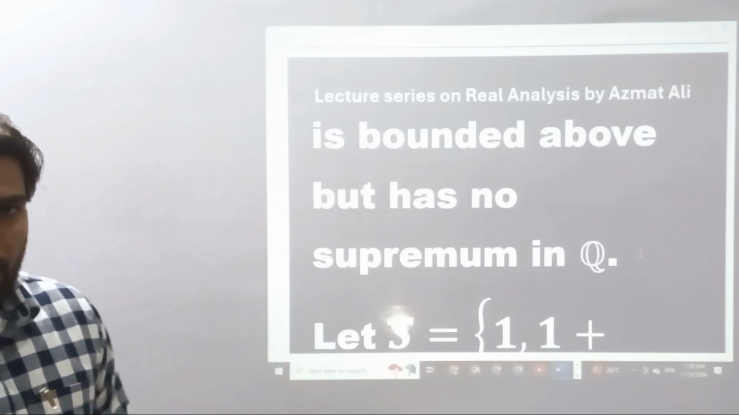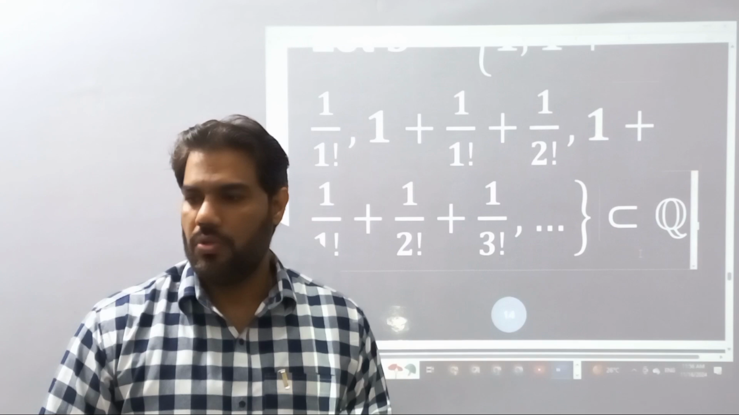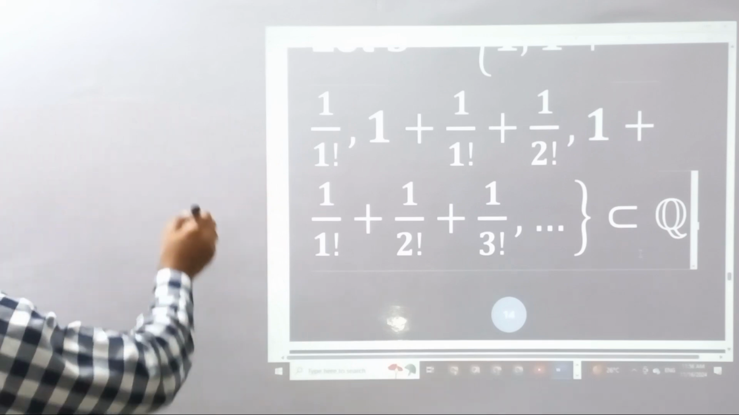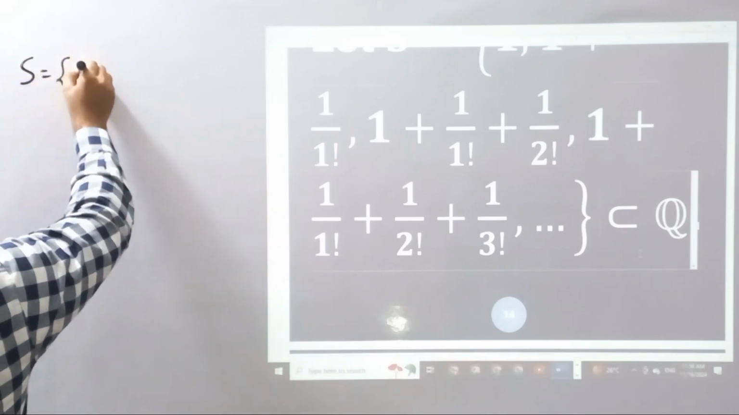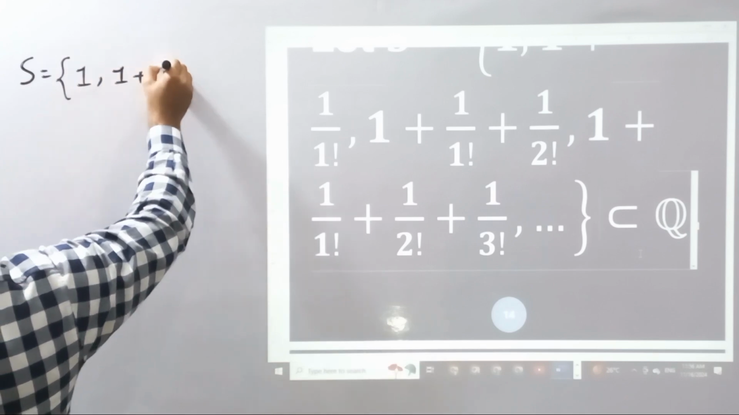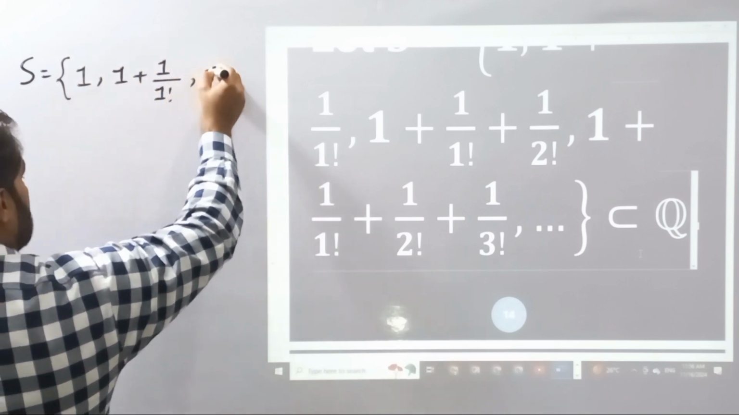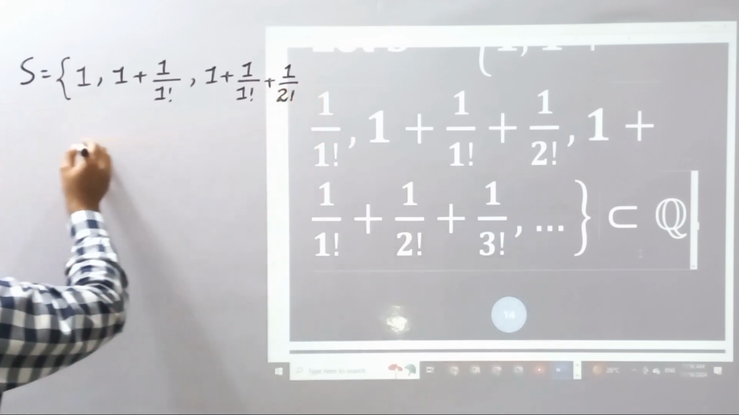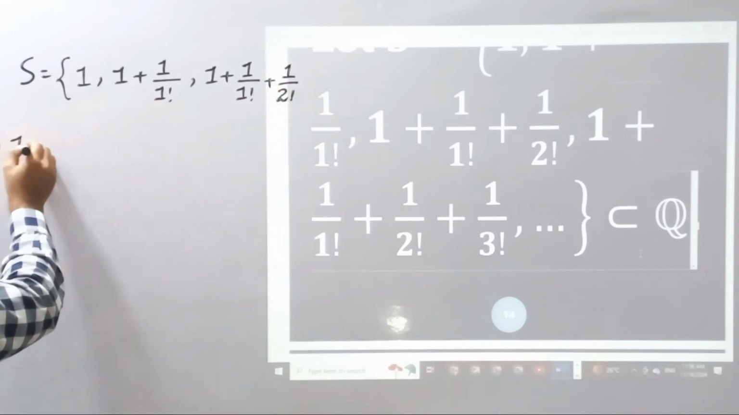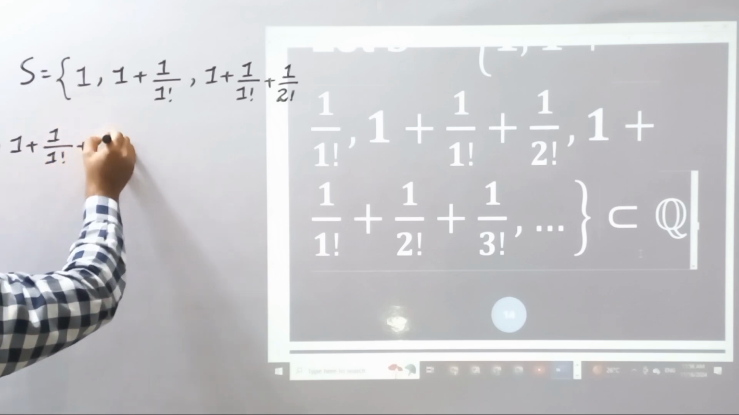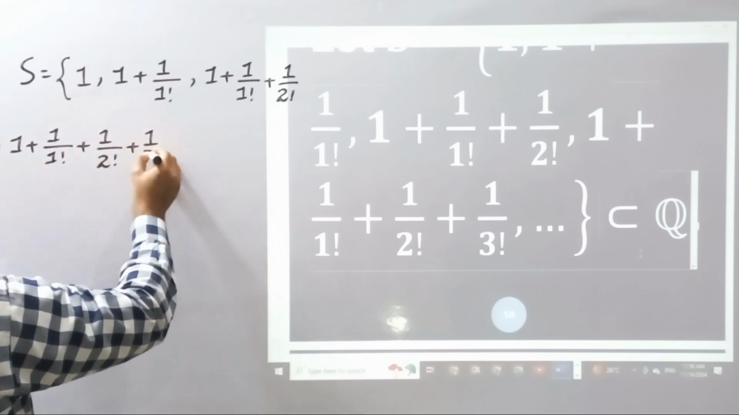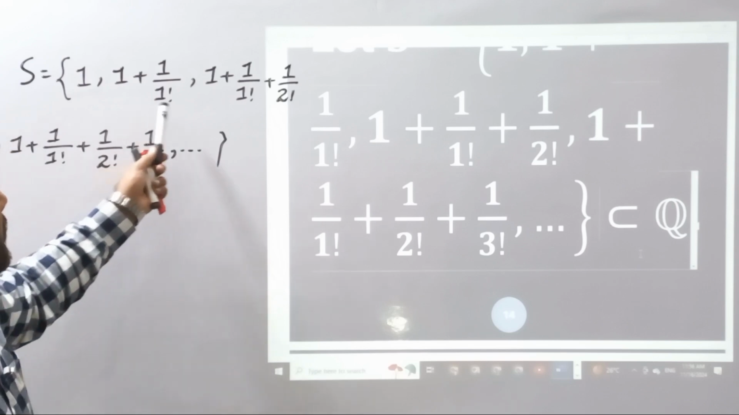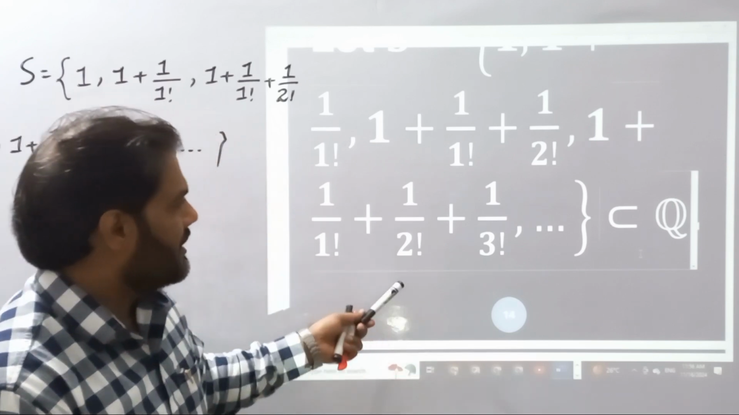So let us suppose a subset S of Q that consists of the following elements. The first element is 1, the second one is 1 plus 1 over 1 factorial, the third one is 1 plus 1 over 1 factorial plus 1 over 2 factorial, the fourth one is 1 plus 1 over 1 factorial plus 1 over 2 factorial plus 1 over 3 factorial. Similarly, other elements you can write. Clearly these elements are rational numbers, so this set is a subset of Q.